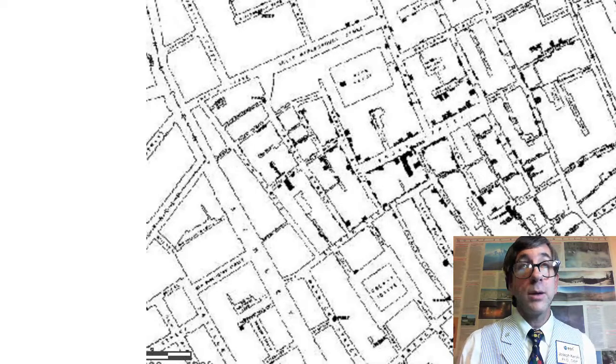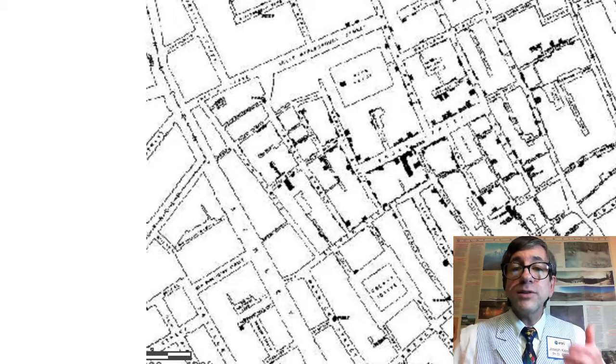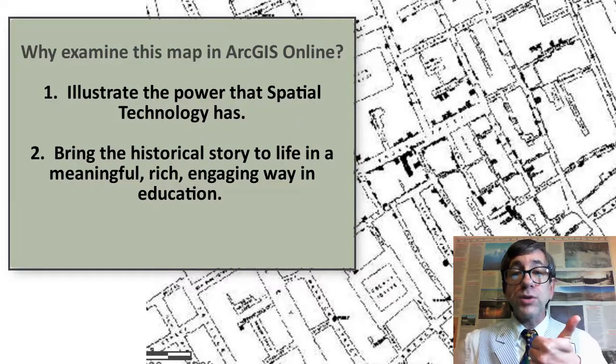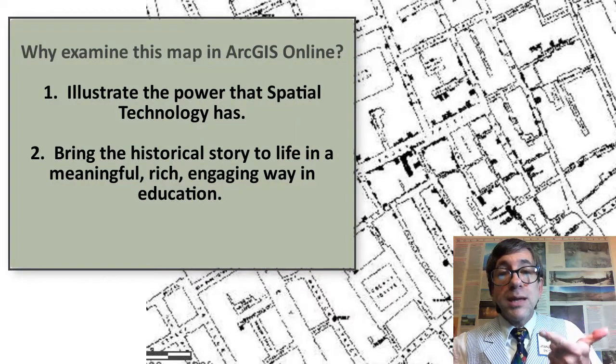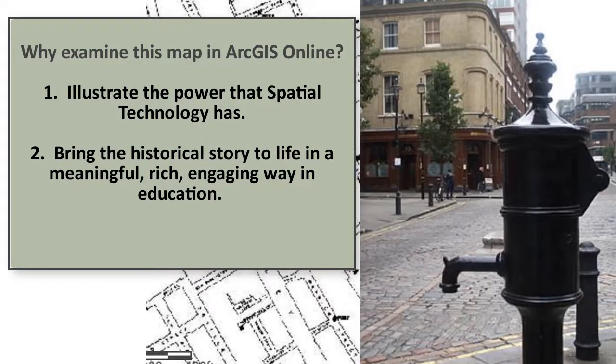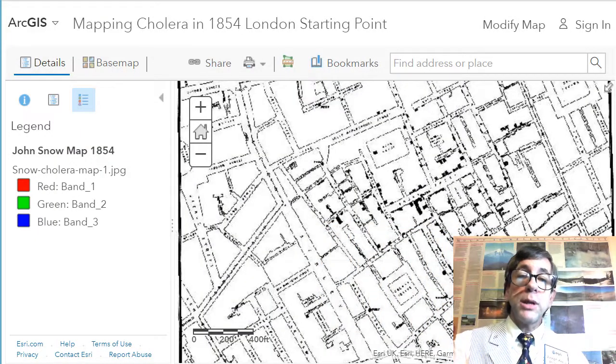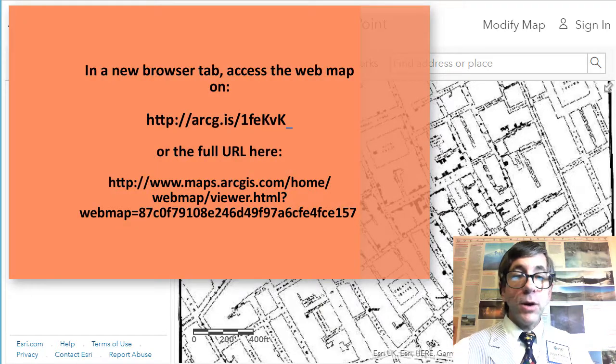Let's go ahead and look at that inside of ArcGIS Online. Why are we going to do that? Because it's going to illustrate the power that spatial technology has, and it's going to bring that story to life with using data and analytical tools. So go ahead and pull up that web map. It's going to be in ArcGIS Online, and it's going to look similar to this.